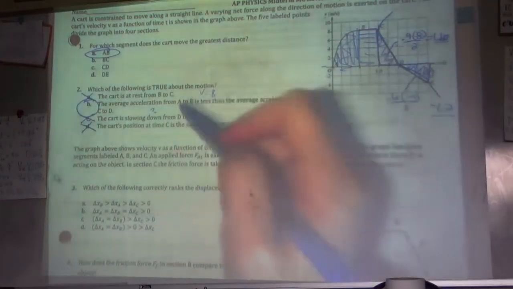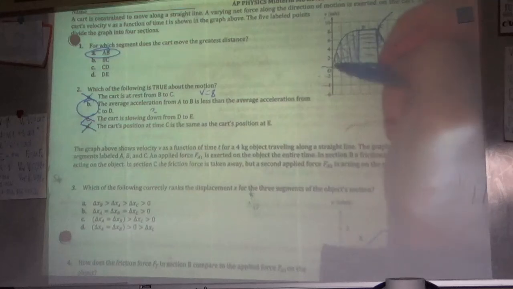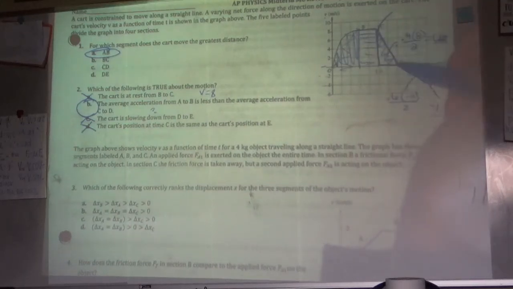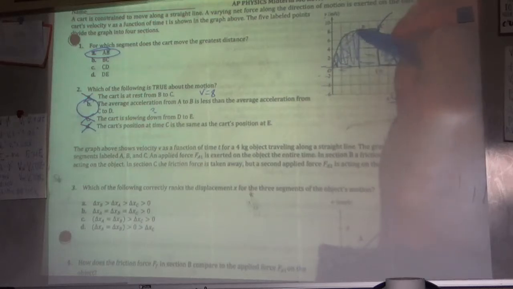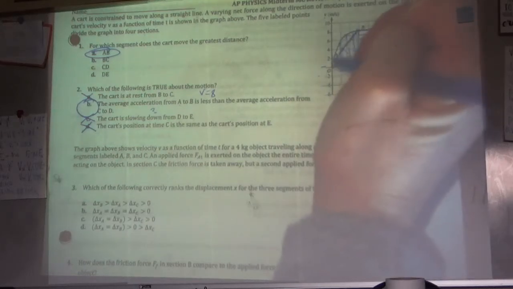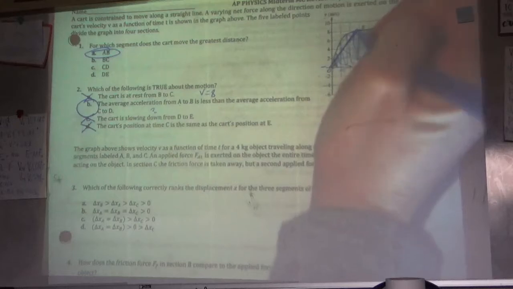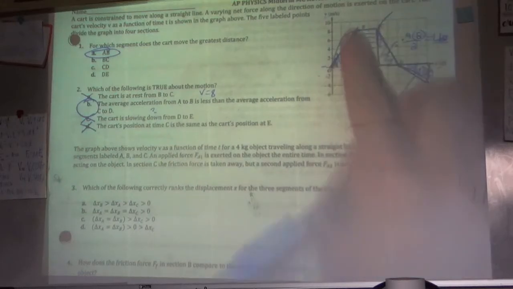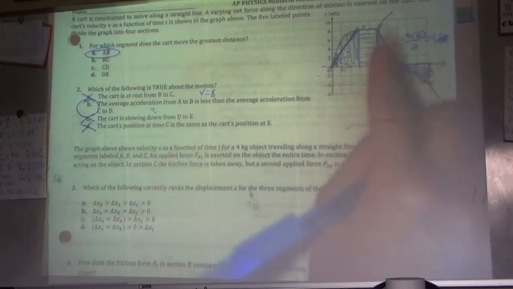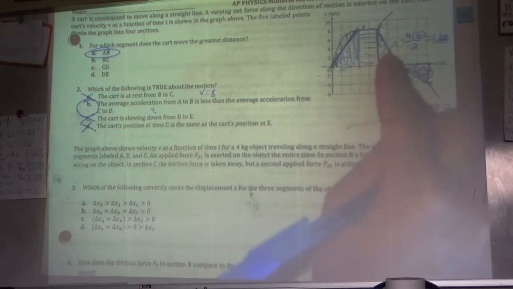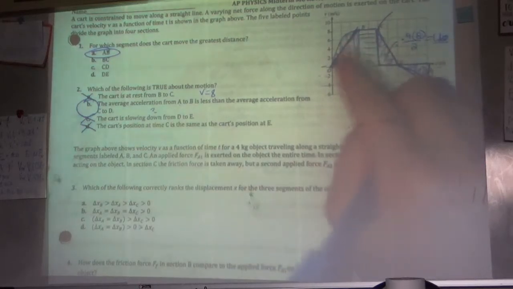And the reason your acceleration on average is less in this section than this section actually has nothing to do with the curve, the fact that it's getting flatter. The average would be like, if it was constant, on average, the acceleration would look something like this. And if you look at these two lines, this one is steeper. Remember, the slope of a velocity versus time graph is the acceleration, so a steeper slope means a greater acceleration. Less steep means less acceleration.